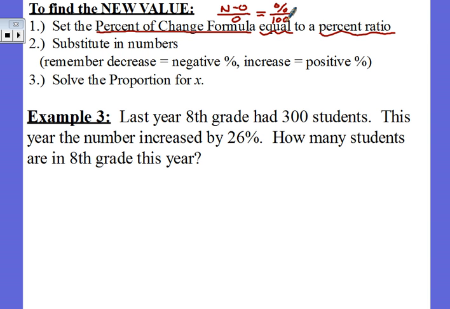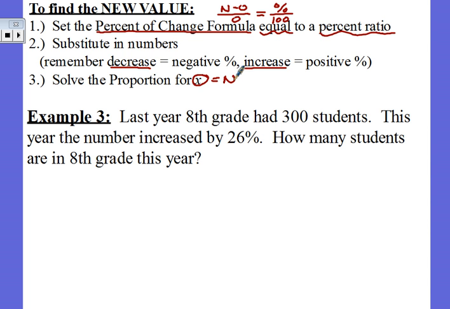We're going to substitute in our numbers after that. Remember, if you have a decrease, that's a negative percent. If the problem says increase, it's a positive percent. And then we'll solve the proportion for x, whatever the missing number is, which is typically the n, okay?